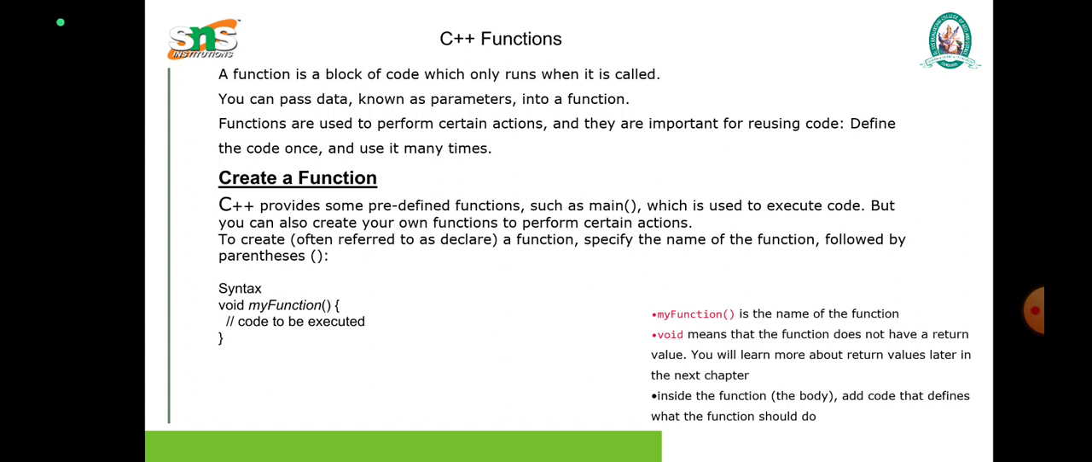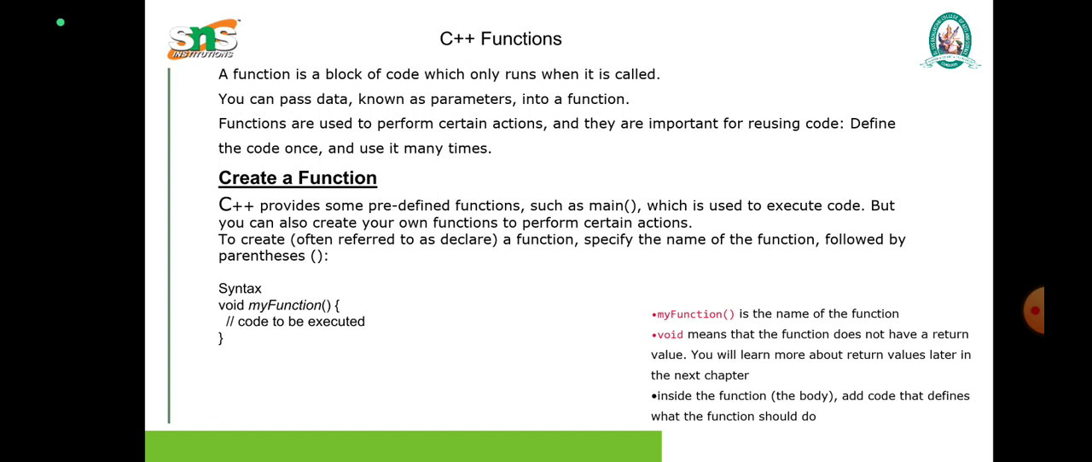So how can we create a function? C++ provides some predefined functions such as main. This main is the main execution, which is used to execute the code. It is a predefined function. You can also create your own function to perform certain actions.